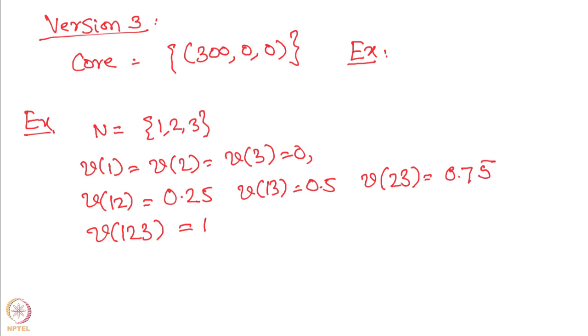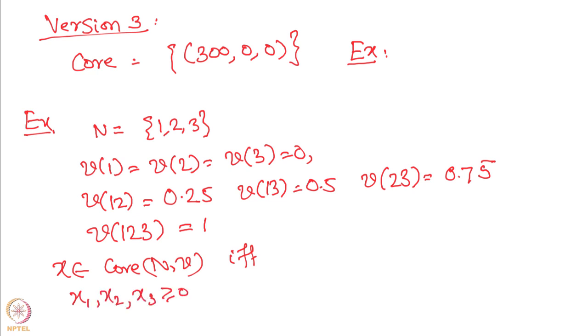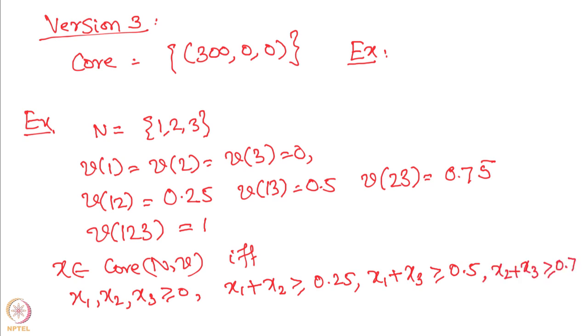Let us recall, core means what? x is in the core of N, V if and only if first x1, x2, x3 should be greater than or equal to 0, then x1 plus x2 should be bigger than or equal to 0.25, x1 plus x3 should be bigger than or equal to 0.5, x2 plus x3 should be bigger than or equal to 0.75, then x1 plus x2 plus x3 equals 1. So, this is the individual rationality, these are the coalitional rationality with 2, with 3, when all 3 are there then this should be 1. Okay.